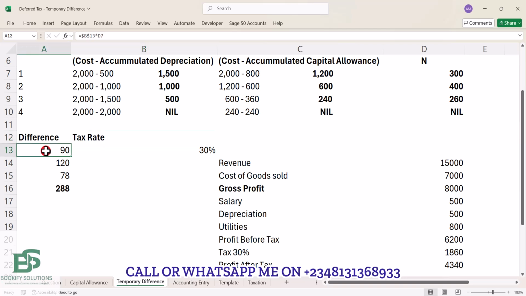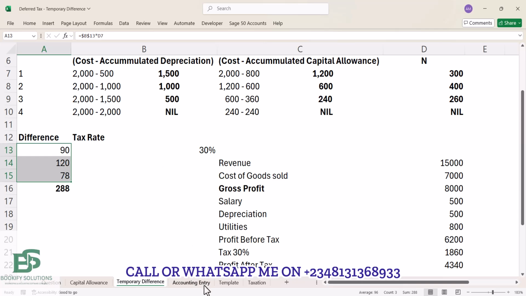Okay. So see, for each of the differences, I do 30%. 30% of 300 gives us 90. 30% of 400 gives us 120. 30% of 260 gives us 78. So now we can see how we are going to make use of these figures. We are going to show them in our profit and loss and our balance sheet.